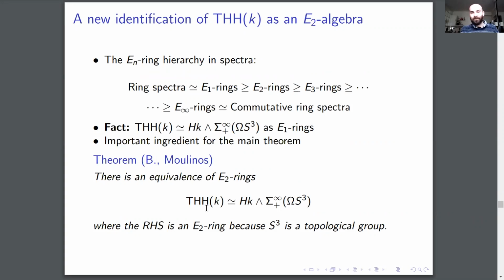And for example, you can see that THH K is not formal as E infinity. We show that it is formal as a DGA. It's a formal E2 DGA. And of course, THH K is not formal as an E infinity algebra, right? Because it has Dyer-Lashof operations. Right.